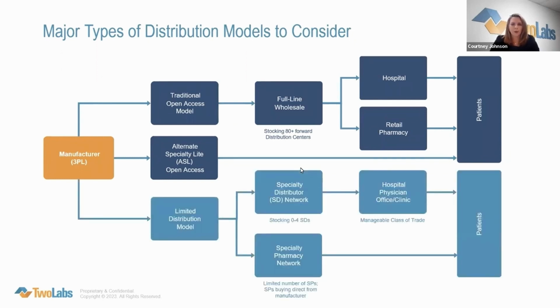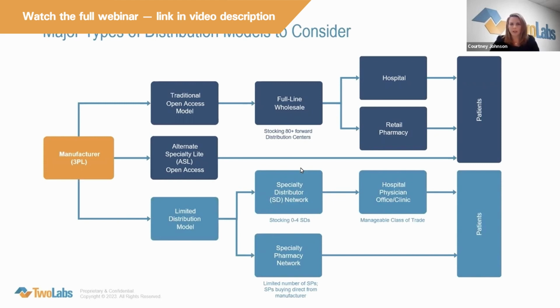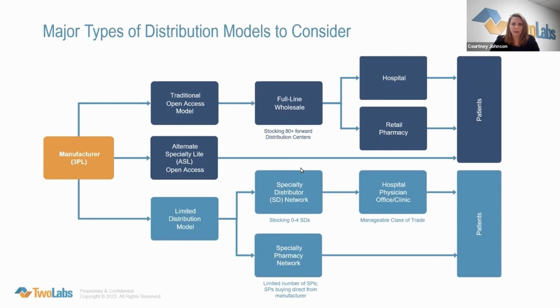Next, we're going to talk about the limited distribution model, or LDD. So this is going to encompass both specialty distributors and specialty pharmacies. In the specialty distributor network, they are aligned typically with those larger wholesalers, but instead of having all of those forward DCs, they have 1 to 2 distribution centers where they would house your product, and they would typically ship overnight to their customers, which are going to be the hospitals and also physician offices and clinics.